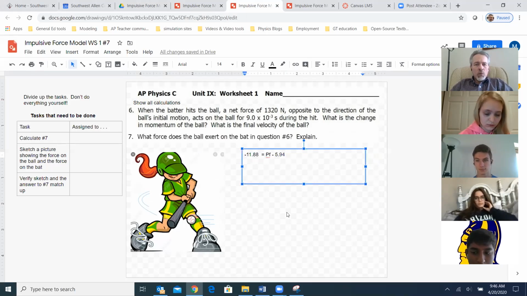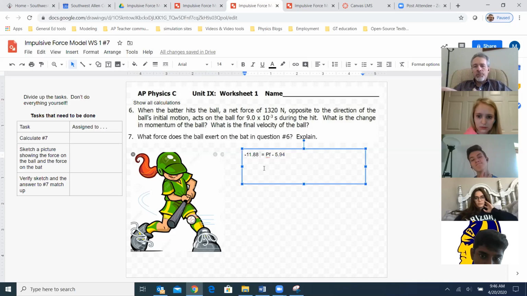It says, what force does the ball exert on the bat in number 6? Can you guys unmute yourself? What force does it exert? 1320 newtons. That's because of Newton's third law. So that one should be pretty easy. So if the batter hits the ball with a force of 1320, the ball hits the bat with a force of 1320 in the opposite direction.